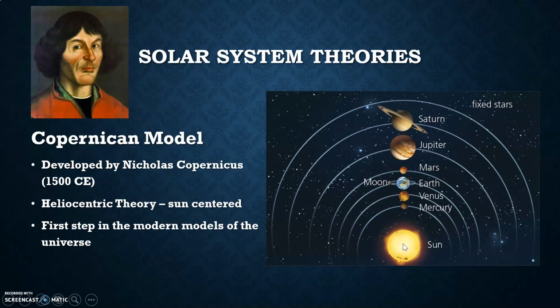And this was what we would know to be the first step in the modern models of the universe, because you notice that the planets do go in order from this point: Mercury, Venus, Earth, Mars, Jupiter, Saturn. But you may be noting that a few planets are missing. At the time, they only could see up to Saturn. It wasn't until a little bit later, and Galileo Galilei was able to basically develop and invent the telescope that allowed them to view further into the solar system and prove all of these theories.